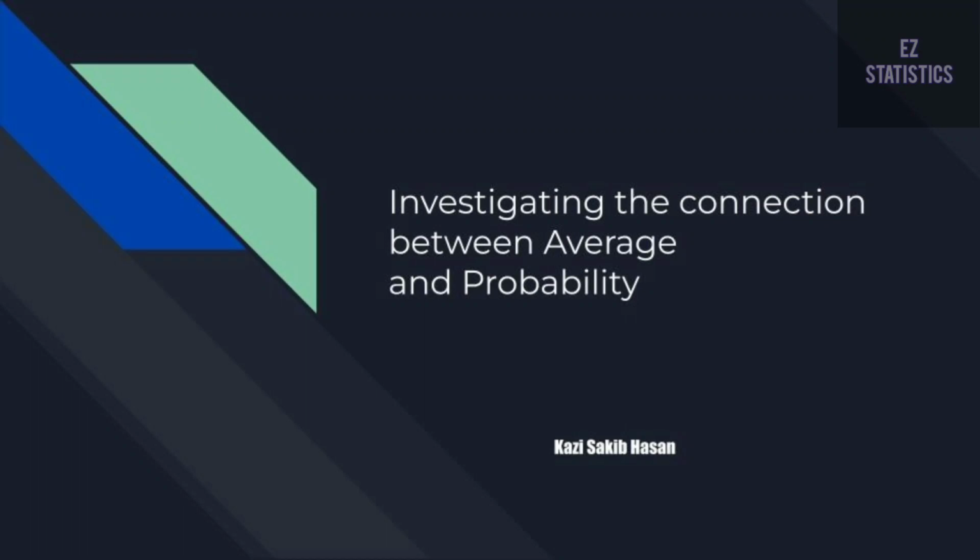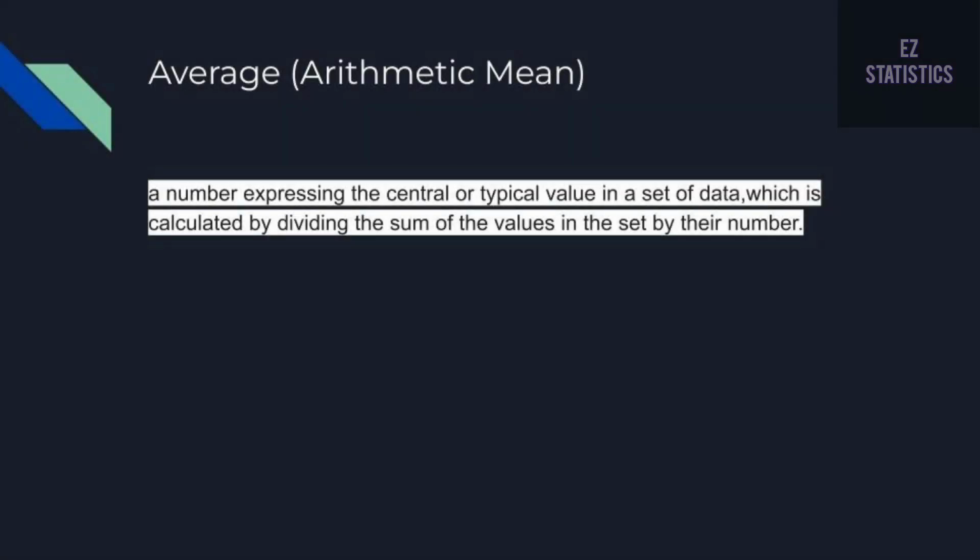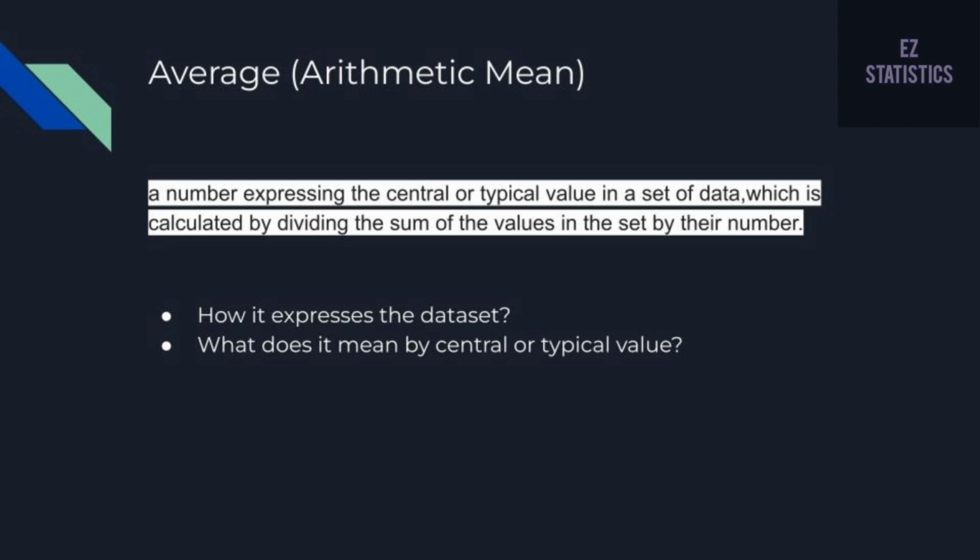In this video, we will try to investigate the connection between average and probability, to understand what the concept of average actually tells us. If you Google the definition of average, you'll find something like this: a number expressing the central value in a set of data. The question arises, how does it express the data, and what does it mean by central or typical value? We will try to figure it out in today's lecture.